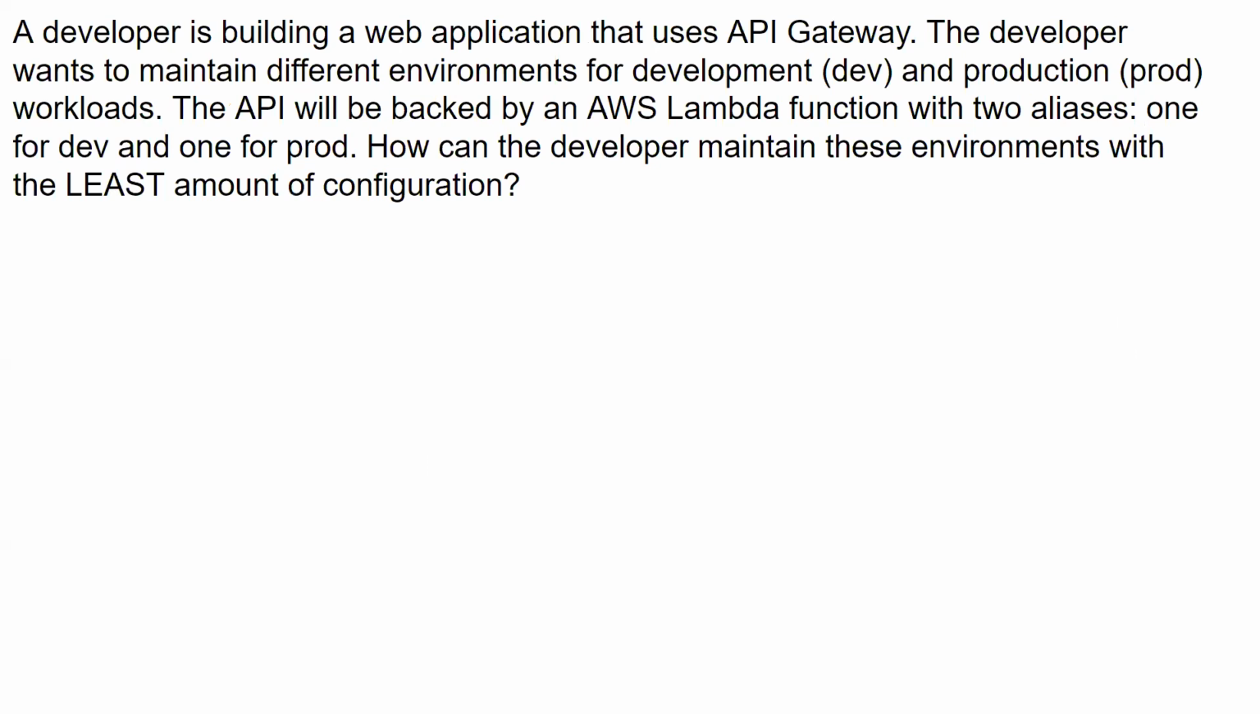A developer is building a web application that uses API Gateway. The developer wants to maintain different environments for development and production workloads. The API will be backed by a Lambda function with two aliases, one for dev and one for prod. How can the developer maintain these environments with the least amount of configuration?